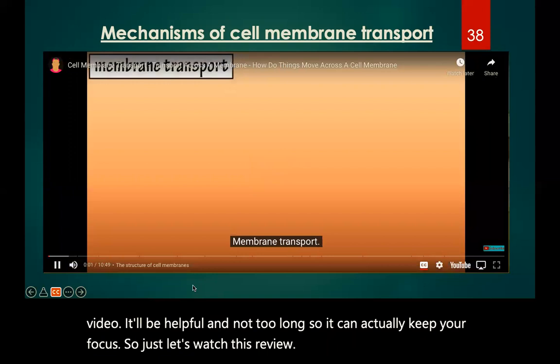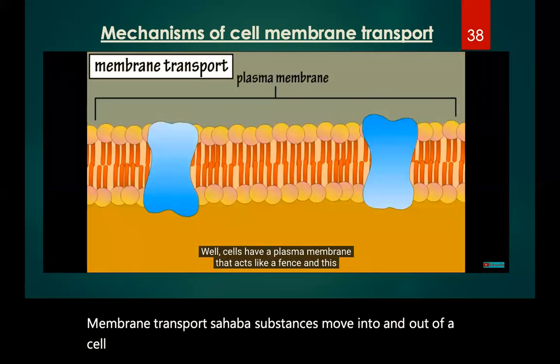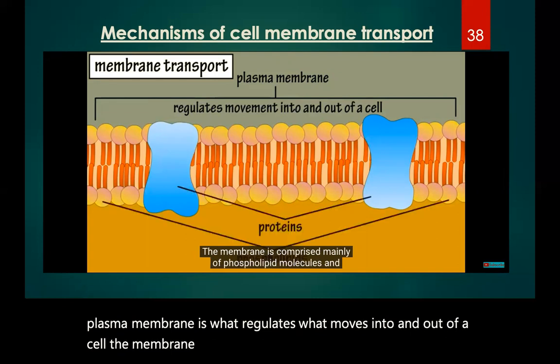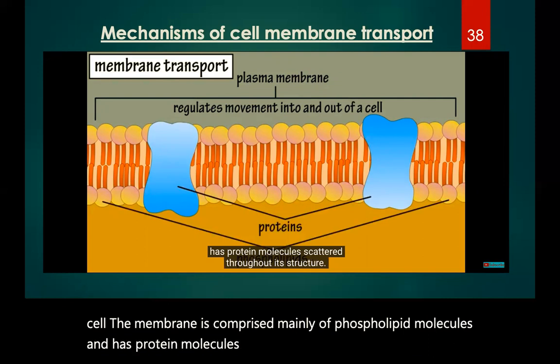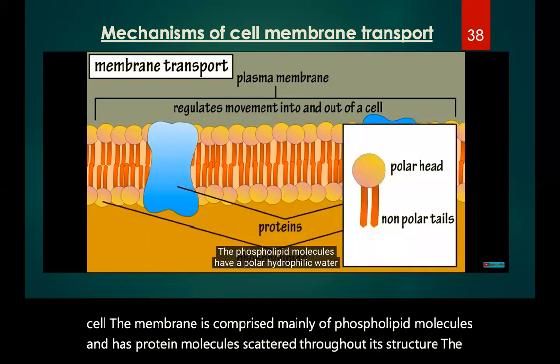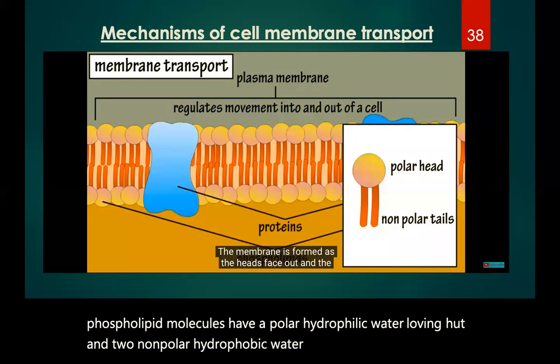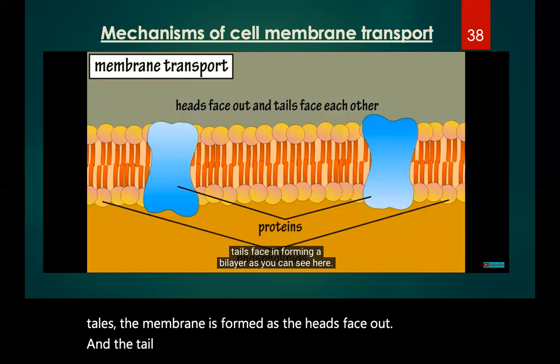Membrane transport. So how do substances move into and out of a cell? Well, cells have a plasma membrane that acts like a fence, and this plasma membrane is what regulates what moves into and out of a cell. The membrane is comprised mainly of phospholipid molecules and has protein molecules scattered throughout its structure. The phospholipid molecules have a polar hydrophilic water-loving head and 2 nonpolar hydrophobic water-fearing tails. The membrane is formed as the heads face out and the tails face in, forming a bilayer, as you can see here.